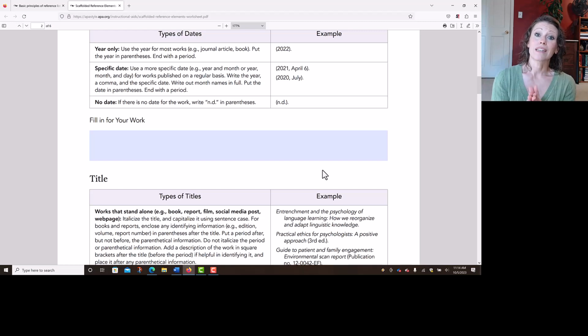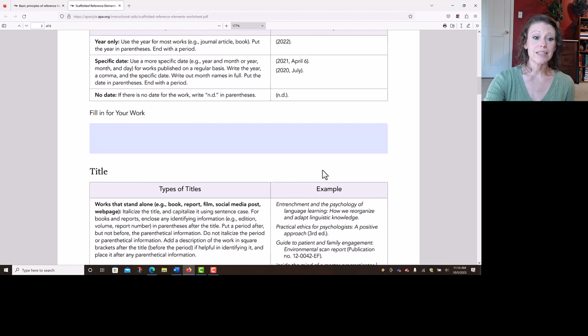If you are citing something that does not give you a date at all, then you can't just skip this. Like in MLA, if an element was missing, you would just skip it. APA says you cannot skip a date. So you would have to put parentheses still, and you put N period, D period. That stands for no date. Put that in parentheses and put your period after that. Okay. Next thing is the title.